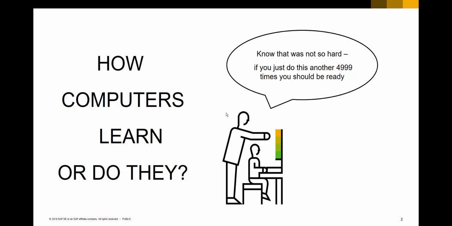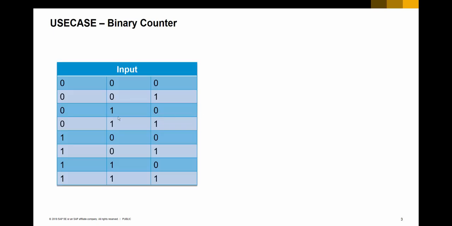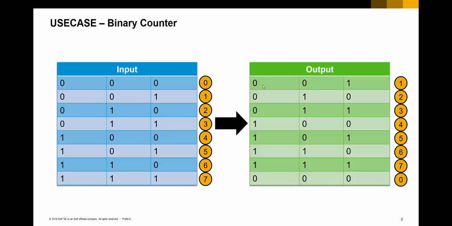In order for us to have a discussion, I've selected a use case which we call a binary counter, where from an input perspective we have the binary 000, which is a 0, 001, which is a 1, and we want the machine to learn to count to the next number. So if we supply three zeros, we want the output to be 001.